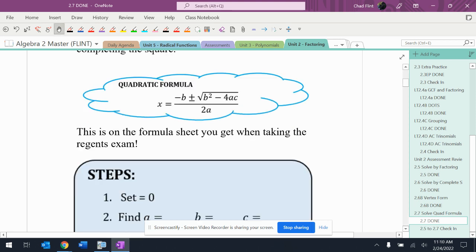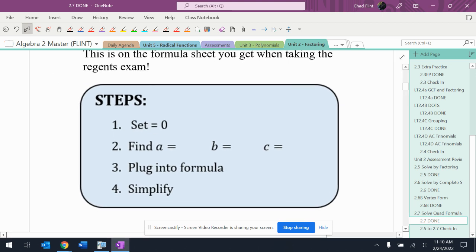All right, so the steps are pretty simple. Let's get it equal to 0, write down a, b, and c, plug them into the formula, and then simplify. Okay, but the simplify piece, this piece right here, has stuff going on.